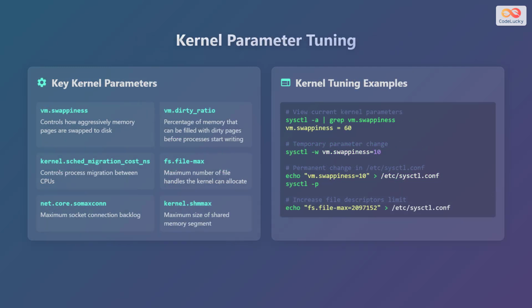Kernel parameter tuning involves modifying settings that control the behavior of the Linux kernel, which can significantly impact system performance. Key kernel parameters include vm.swappiness, which controls how aggressively memory pages are swapped to disk. Lower values reduce swapping, which can improve performance if you have enough random access memory, or RAM. vm.dirty_ratio determines the percentage of memory that can be filled with dirty pages before processes start writing data to disk. Increasing this value can improve write performance.